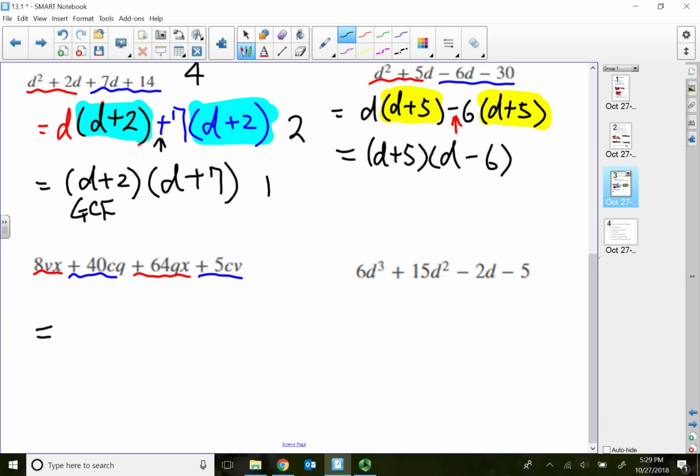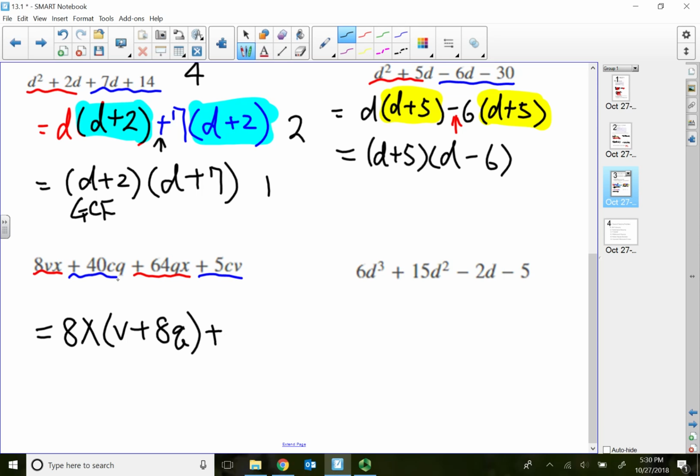Between ax and positive 64qx, I can factor out an 8x, right? 8 going into 8 is one time, take the x to the outside, so v is the only thing left. 8 going into positive 64 is positive 8 times. Take the x to the outside, q is left. So v plus 8q is what's inside the parentheses for the first term.